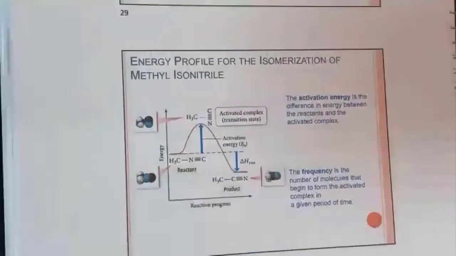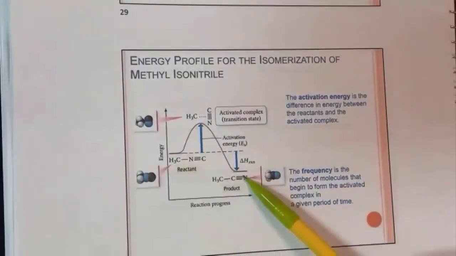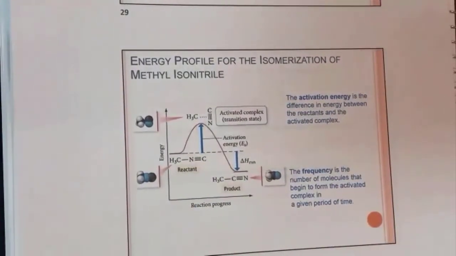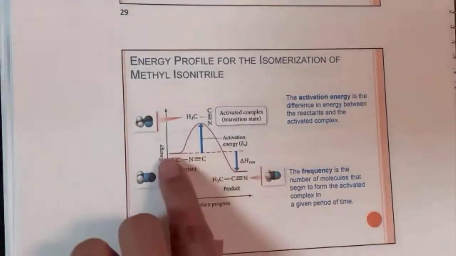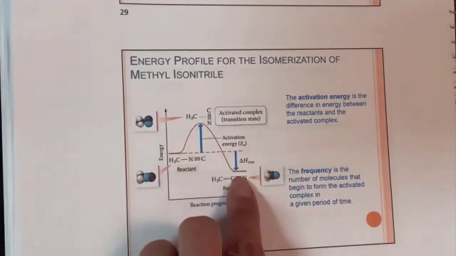So just for fun here, is this an endo or exothermic process? Do you remember? Okay, so here's our little recap. This here, reactant going down to product. Do you see how the arrow is coming down? This is going to be exothermic. Very good. Okay, because this is a negative sign.